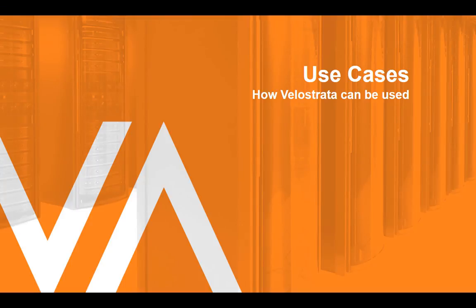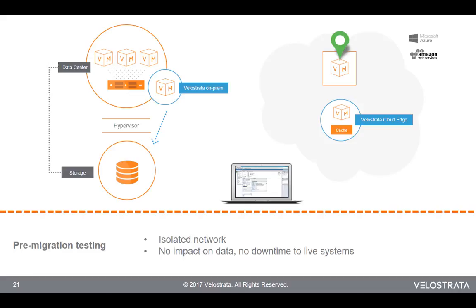Let's conclude by going through a few of our use cases. First, pre-migration testing is extremely easy with Velostrata. With just a few clicks, begin a thin clone directly in the cloud to test with. It runs in an isolated network, and data changes made in the cloud will not sync back on-prem. Thus, there is no impact on data nor downtime to live systems.